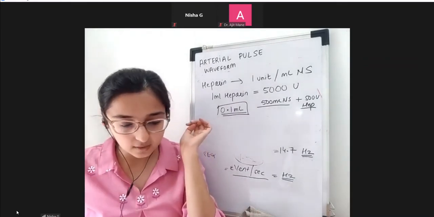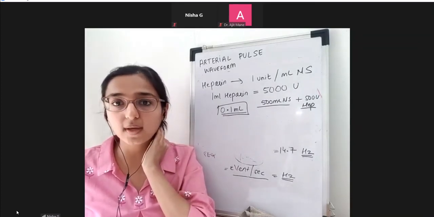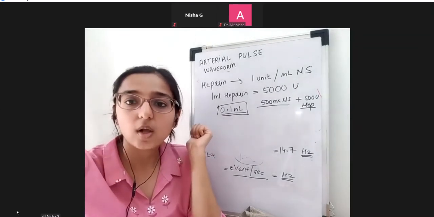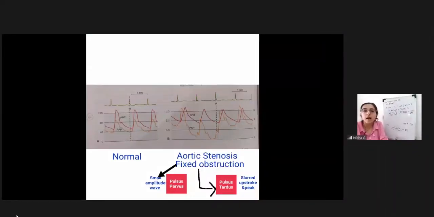Now I'll just show you the abnormal arterial waveforms, like aortic stenosis and aortic regurgitation, just quick photos. I think you are able to see this photo, which I've taken from Miller's. Here is the normal arterial waveform, with ART written in red. Here, aortic stenosis has occurred. Can you see the difference?